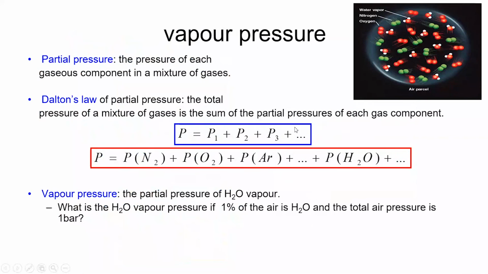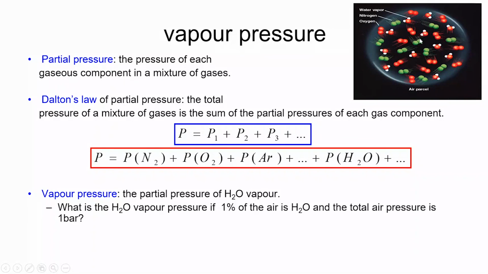Now vapor pressure. You see that this is an air pocket, and you know air has 78% nitrogen, 21% oxygen, and other gases such as argon, CO2, etc. constitute 1%. This air pocket has water vapor, shown with white things, and dry air, shown as red and green.